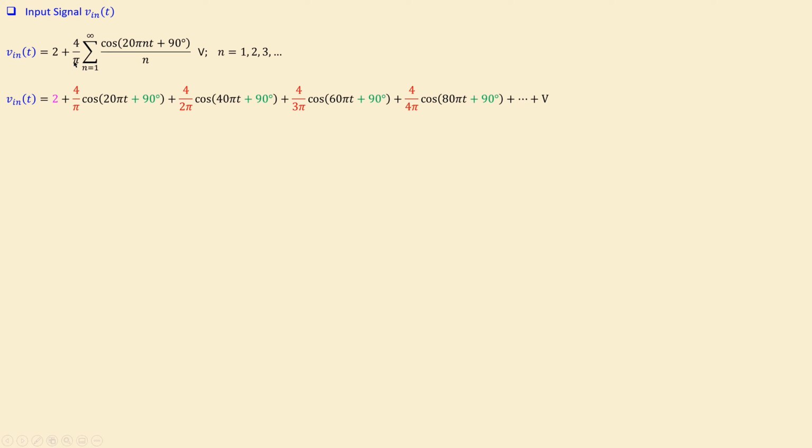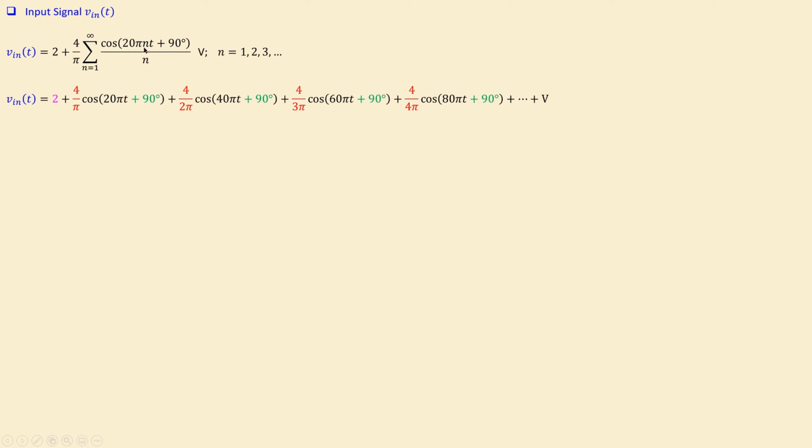Another one is 4 over 3 pi. The next one is the 4 over 4 pi. So I have just given here the first 4 harmonics. What you also see in addition is that the phase will be 90 degrees in each harmonic. This is the fundamental, this is the second harmonic, this is the third and the fourth harmonic. What you also see, what is changing is the frequency. So the frequency is first 20 pi, just the fundamental, because the n is 1.